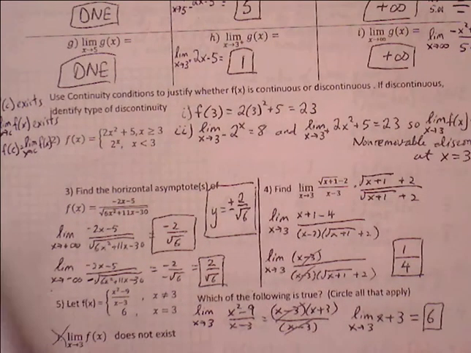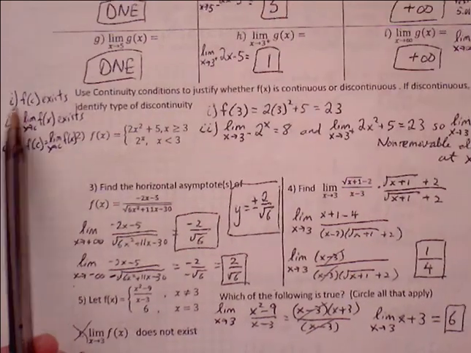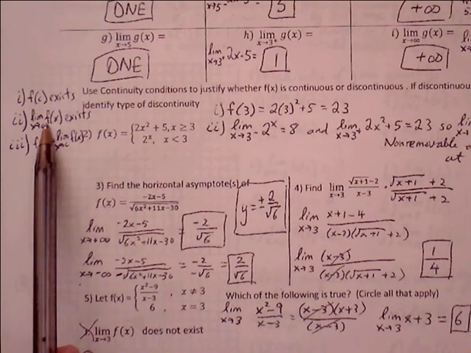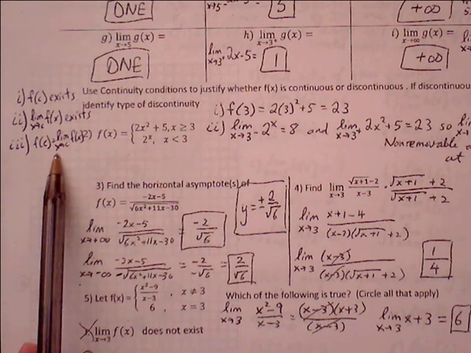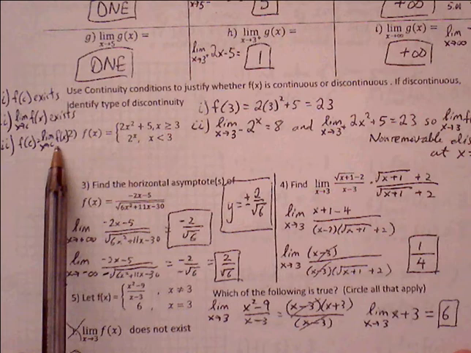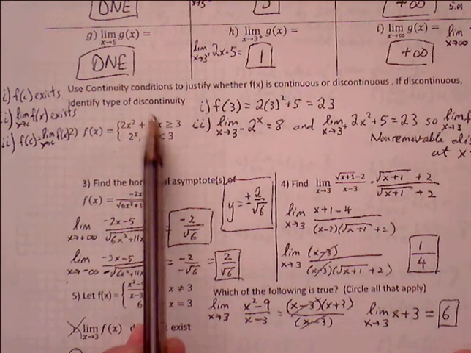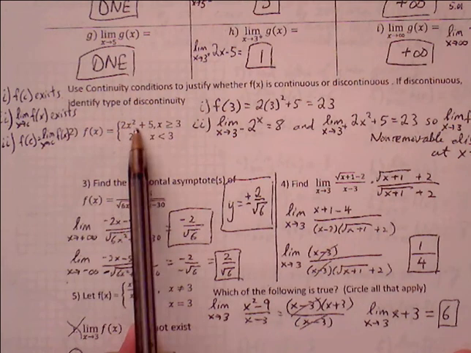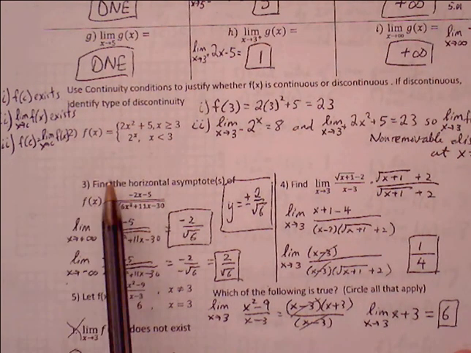All right, use continuity conditions to justify whether our function is continuous or discontinuous. Remember, our three conditions are: does the point exist, does the limit exist, and then does the point exist where the limit exists. So we see that for this piecewise function, we have two branches, one that's to the right of 3 and the other that's to the left of 3. So we're going to just go through our conditions here.